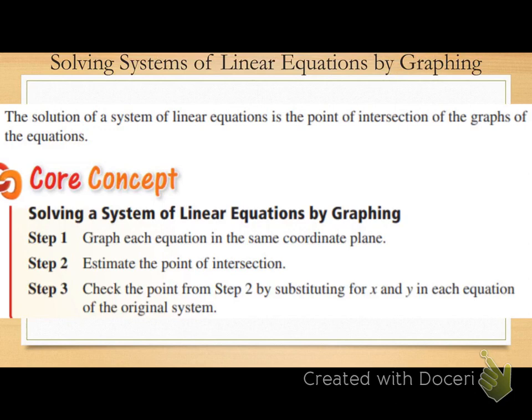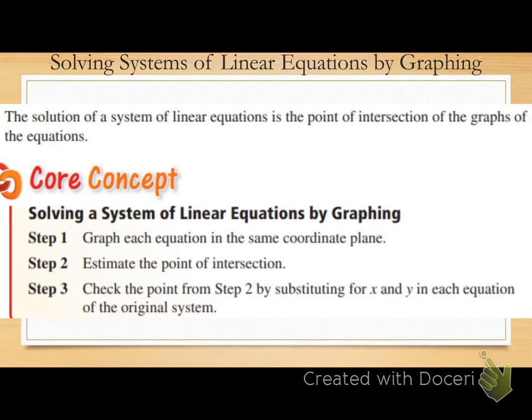Okay. The solution of a system of linear equations is the point of intersection of the graphs of the equations. So to solve a system of equations by graphing, I just graph both lines on the same coordinate plane. Wherever they cross, wherever they intersect, that is my solution. That makes sense? Because like we said, any ordered pair on a line is a solution to that equation, right? So at the point of intersection of the two lines, that point works for both lines because it's on both lines. So that's my solution because that's the only ordered pair that works for both equations.